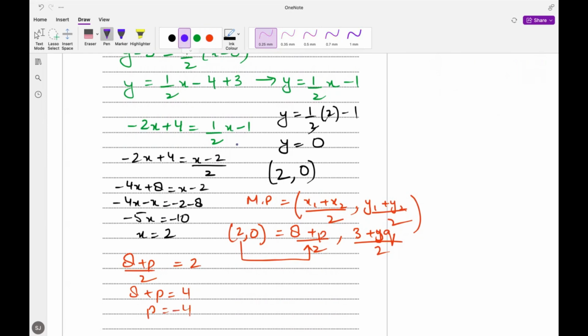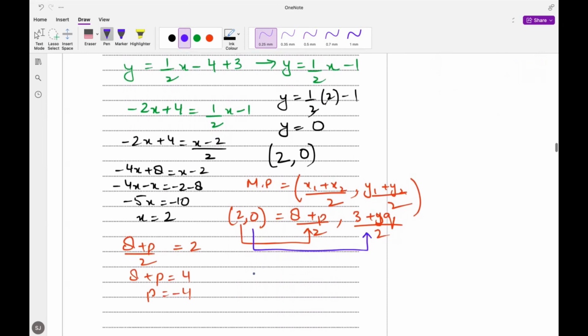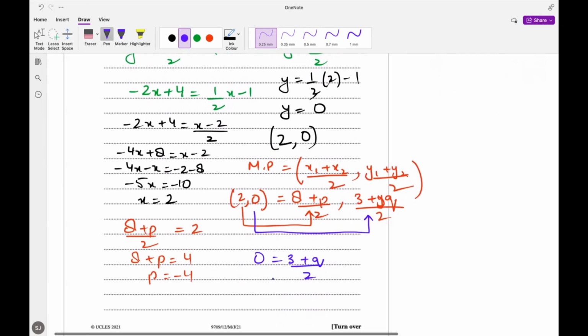And to find the value of Q, we will equate 0 is equals to 3 plus Q upon 2. So 0 equals to 3 plus Q upon 2. This will become 3 plus Q equals to 0 and Q will be equals to minus 3.